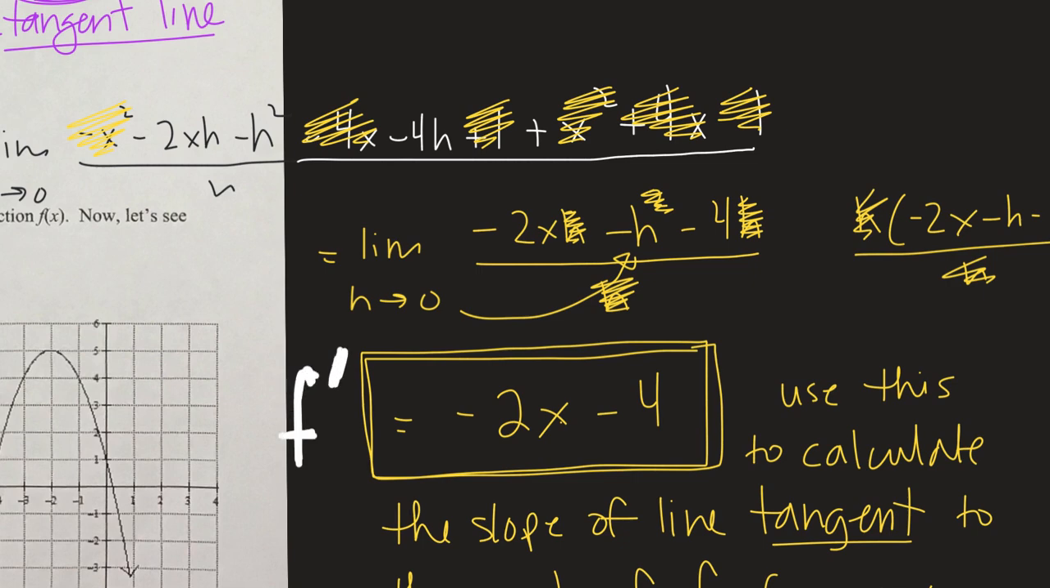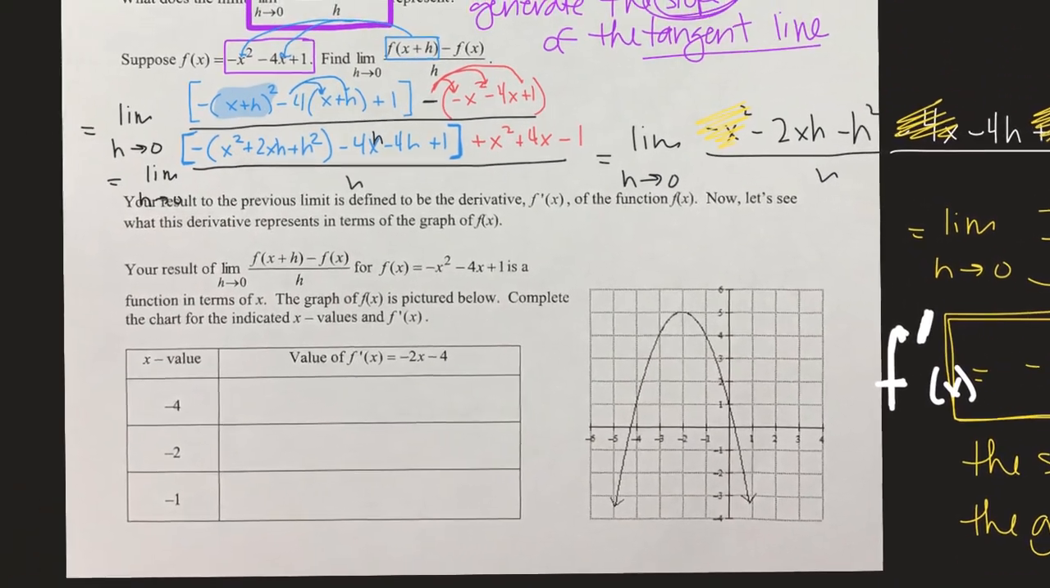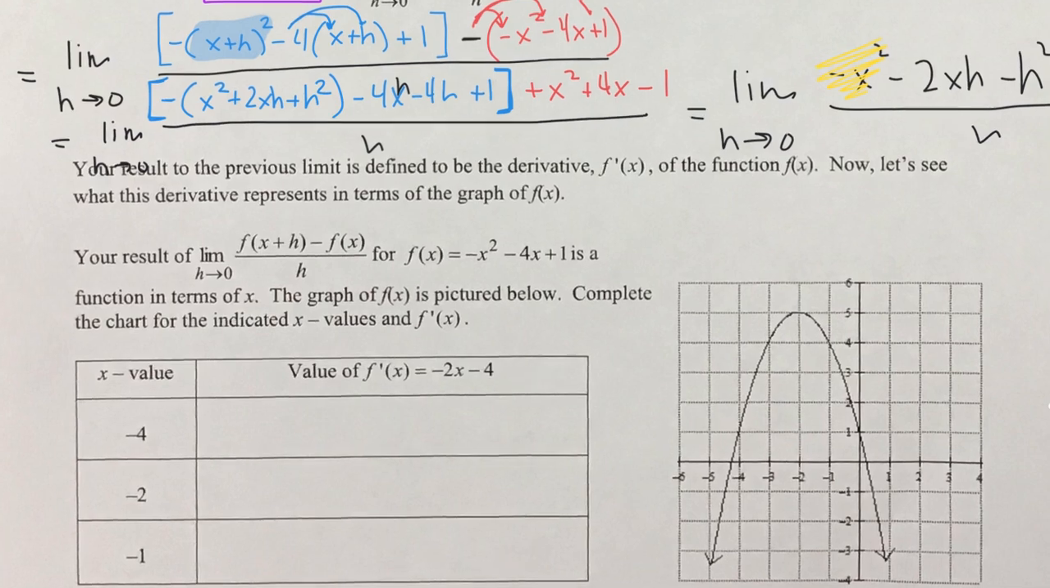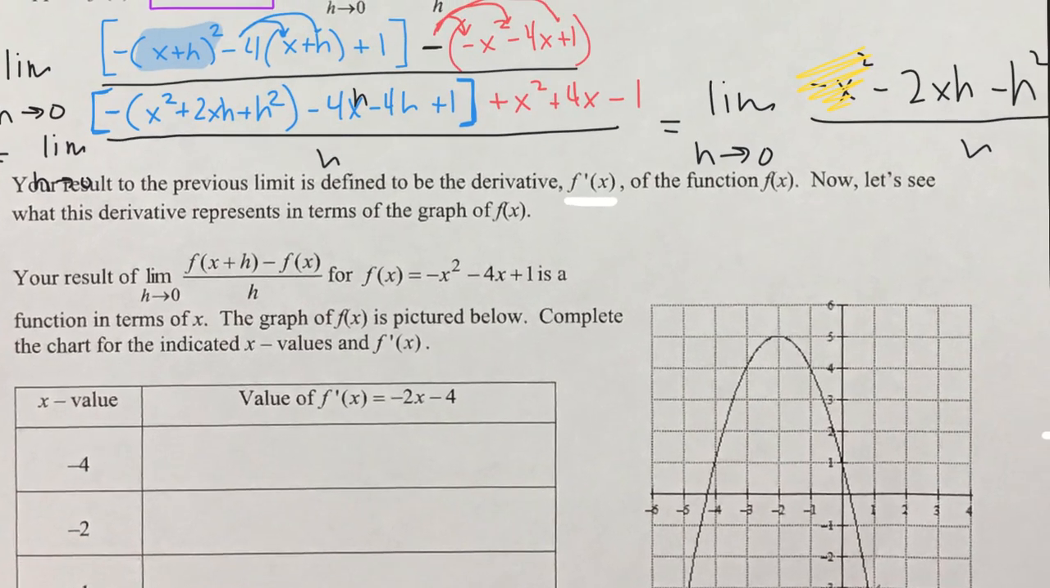So we put a tick mark up there, f prime of x, right? Formally speaking, f prime of x. F prime stands for the derivative, or in this case, the first derivative, because we can take many, many derivatives. But the first one is f prime. Okay? That's some good work, y'all. That's a lot of math. That's a lot of algebra going in here. Okay, your result of the previous limit is defined to be the derivative, and here's your derivative function.